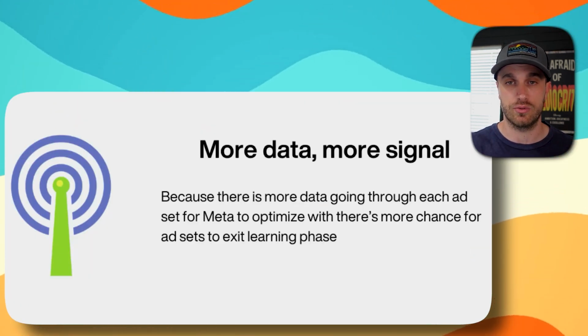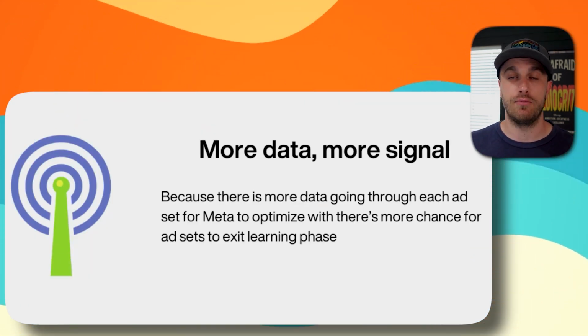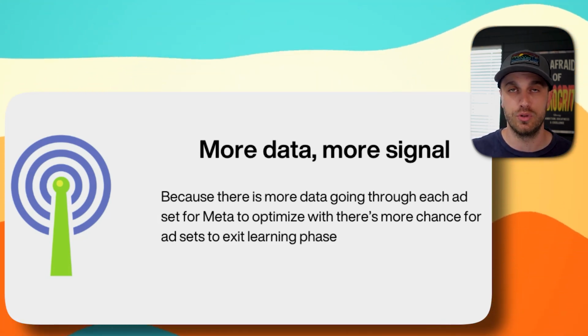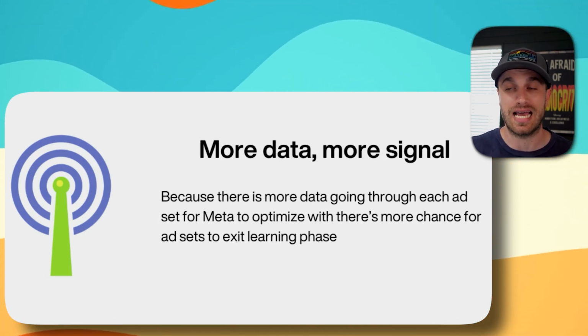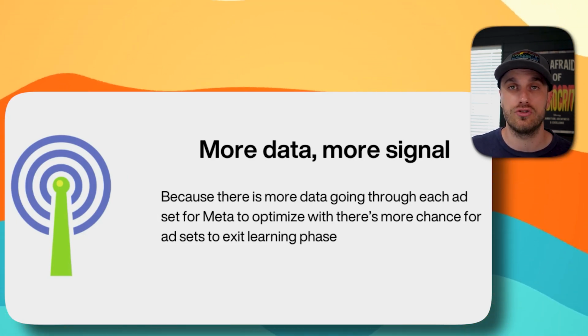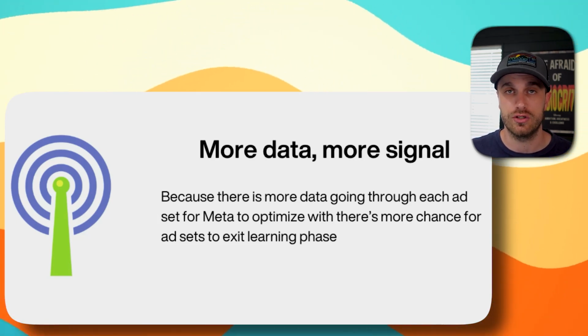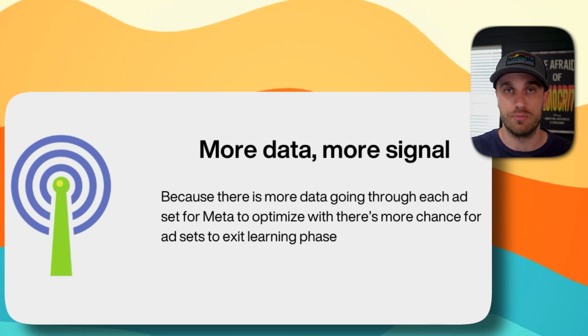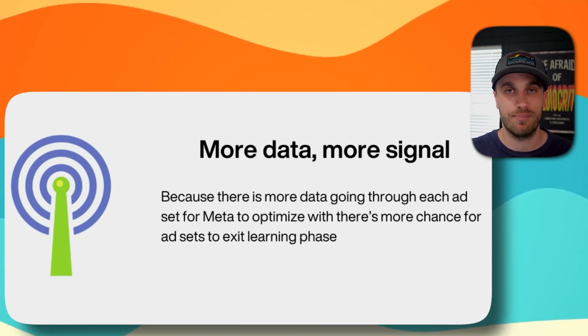So let's go back to this real quick. More data, more signal. If I have most of my budget only going through campaigns and ads that have proven to be winners, what that means is I can scale so much more aggressively. We have a brand right now that's spending $20,000 a day following this structure because the majority of the budget is only going through the ads that have proven to be winners at scale, one campaign, one ad set.